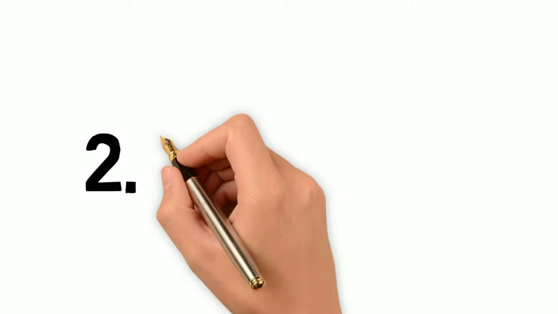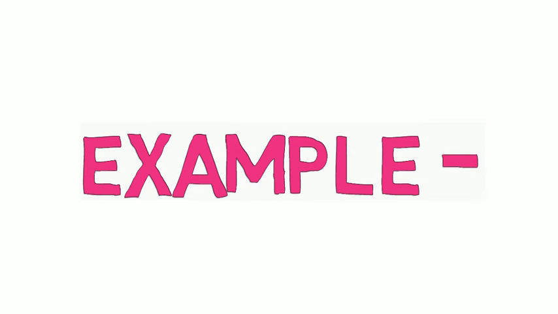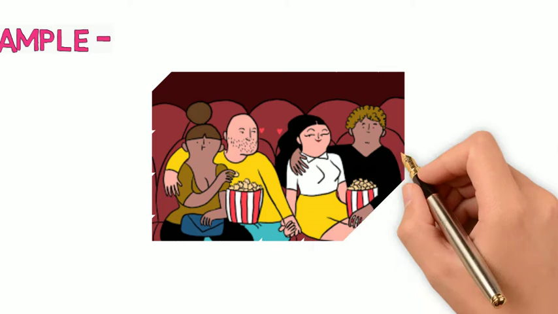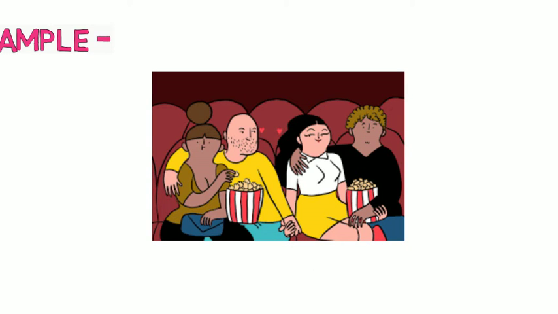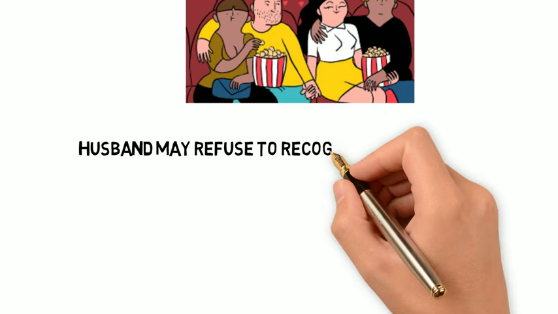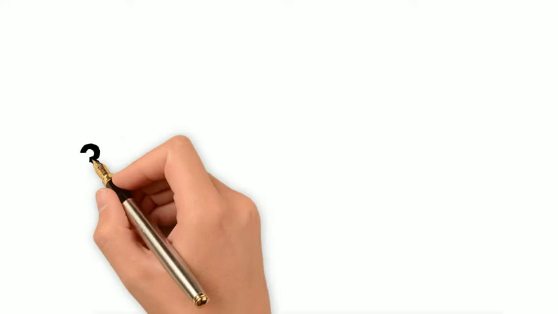Our next defense mechanism is denial. Denial means refusal to accept reality. Example: here is an example of a husband who may refuse to recognize obvious signs of his wife's infidelity. Infidelity means the partner is cheating on his wife or her husband.